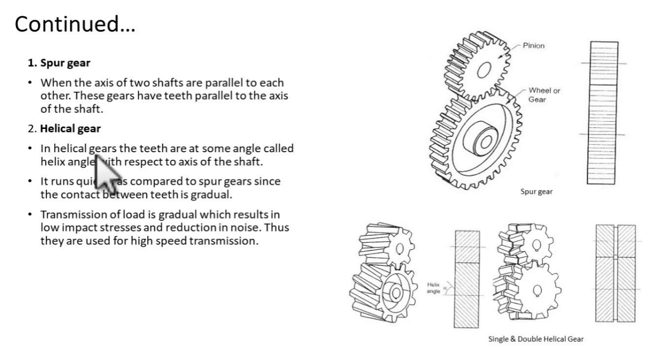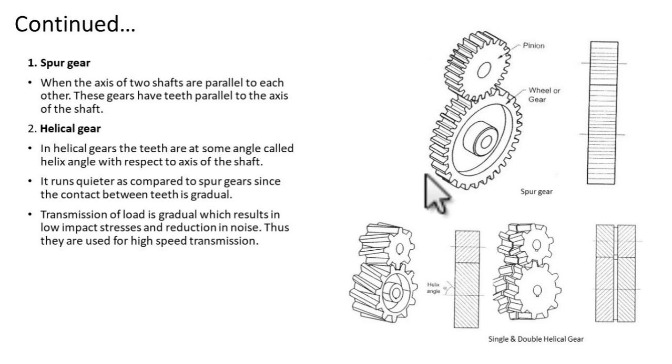Now the helical gear. In helical gears, the teeth are at some angle, called the helix angle, with respect to the axis of the shaft, and this can be of two types. You can see here the helix angle is in a single direction only, but here you can see the helix angle in both directions. So it is called the double helix gear, and the other is called the single helix gear.